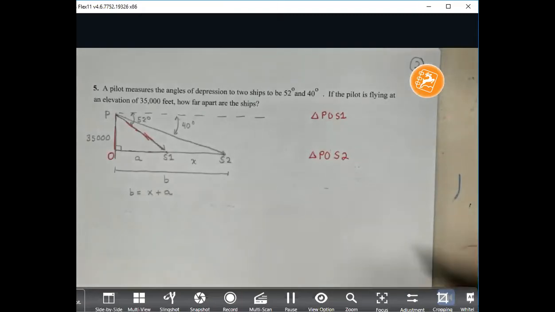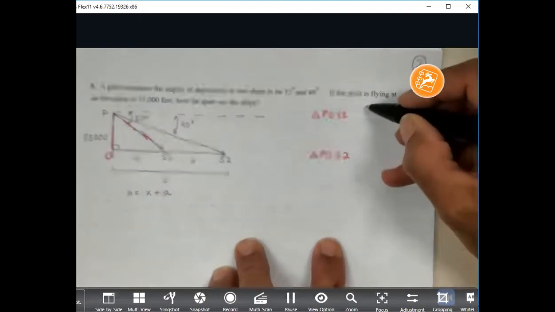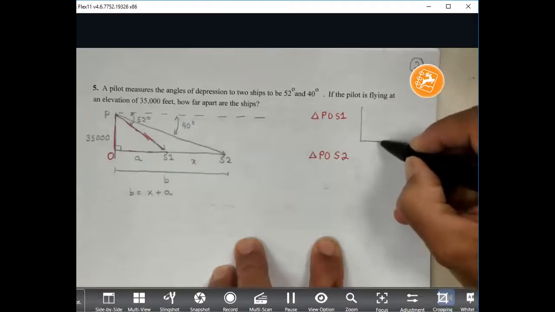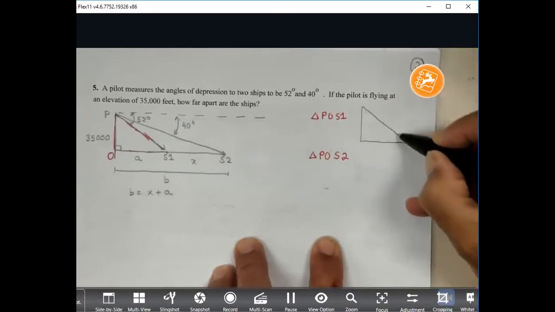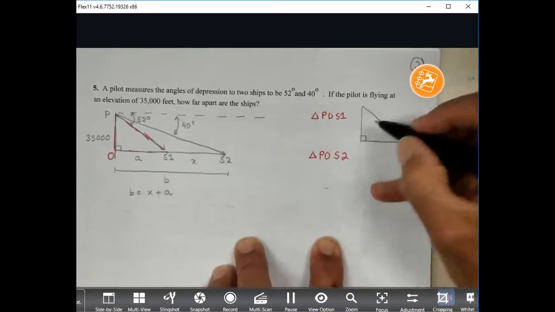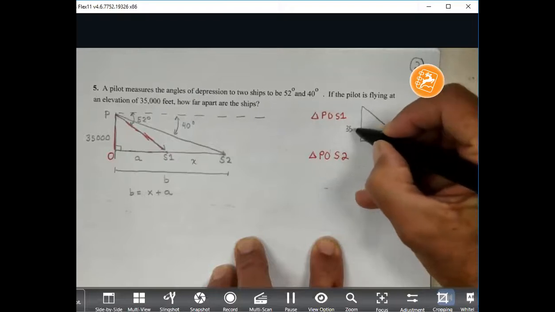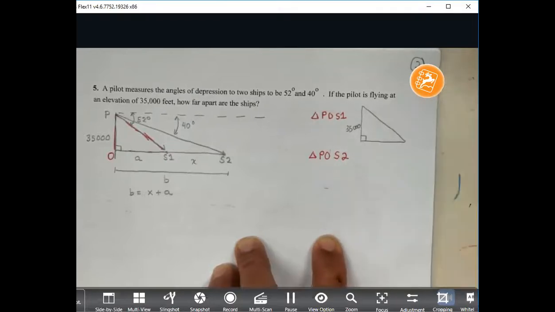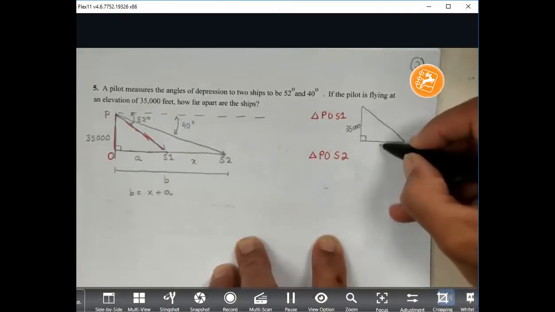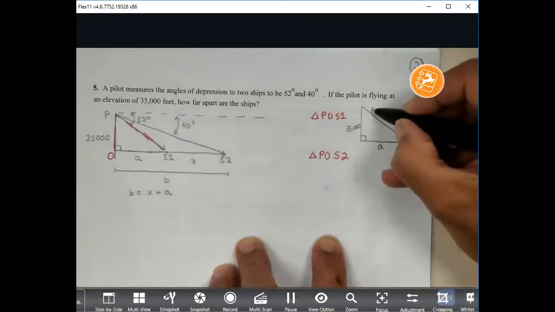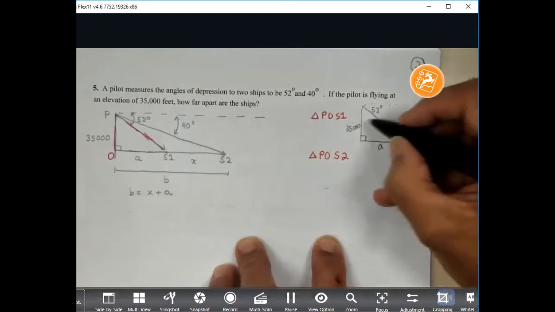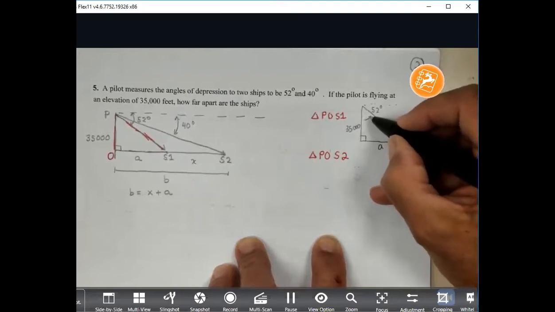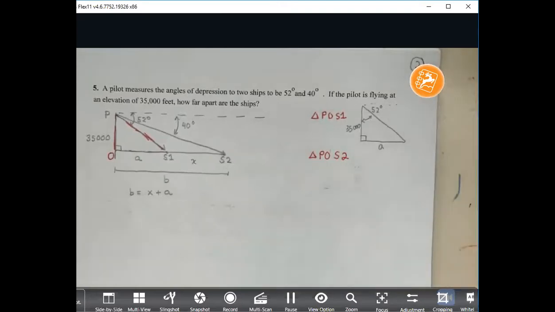So if I were to draw triangle number 1, it would look like this. The right angle's here. The 35,000 is here. The letter A is here. If the angle up here is 52 degrees, can you tell me, for instance, the angle right here? How much? 38, because those two angles would make a right angle.